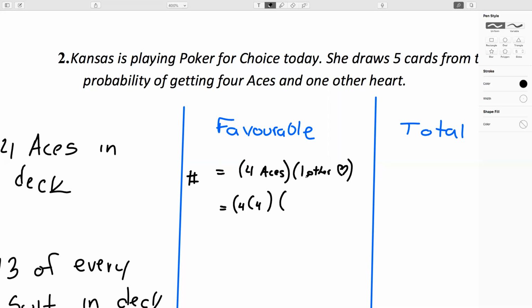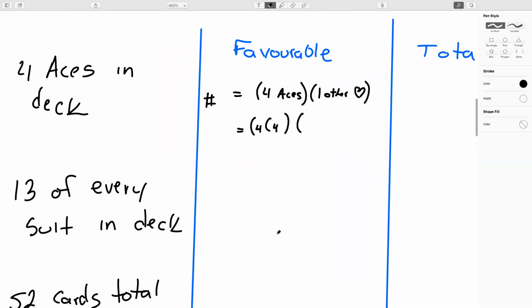1 other heart, we have to be a little bit careful with. We're picking out of the 13 hearts. However, 1 of them was already picked for the aces. So we actually only have 12 other hearts to choose from. So this will be 12 choose 1. We can then go ahead and calculate these things.